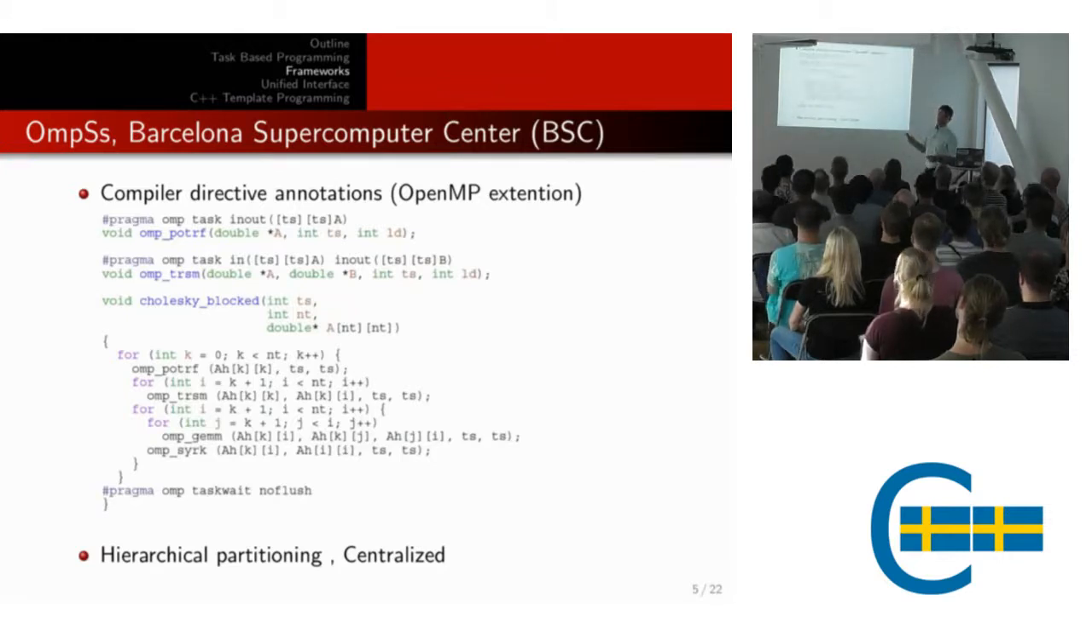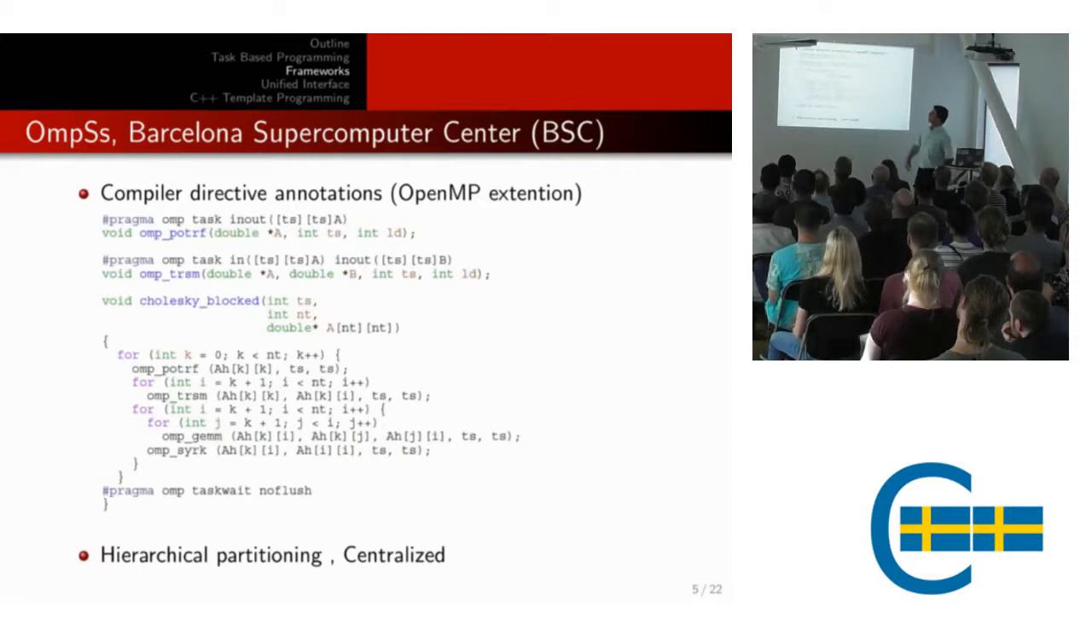First, I start with OmpSs, which is an extension of OpenMP from the Barcelona Supercomputing Center. We can add a pragma omp task, which exists in OpenMP 3 and later. The extension is that we can add the in, out arguments to this pragma, which says that A, for example in this slide, is partitioned in two dimensions by TS times TS. This is the information that we give to the compiler that the input A for the void function, the potrf function, is partitioned into this number of tiles. And the leading dimension is the third parameter.